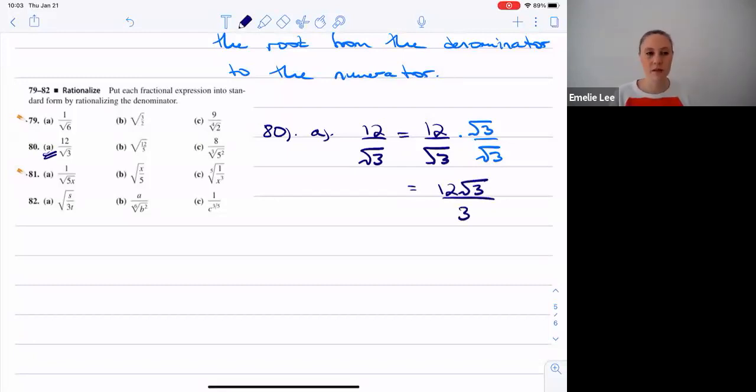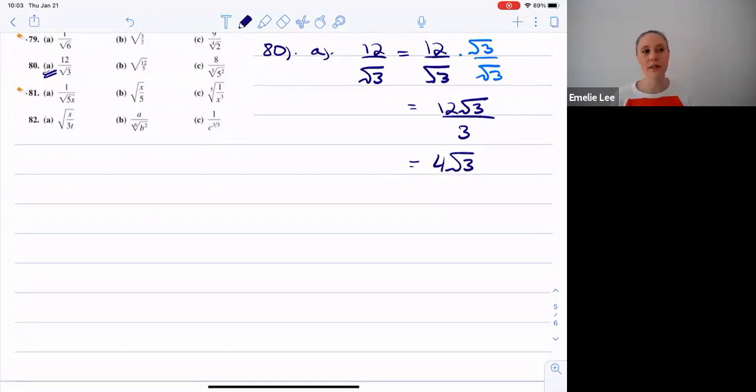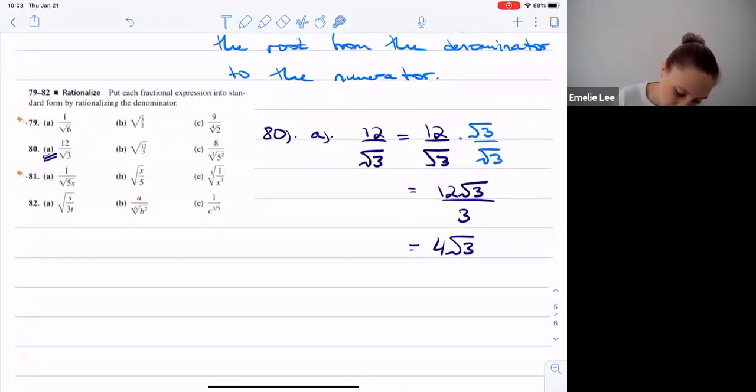So then I'm done, unless something caught my eye, right? 12 divided by 3, I can simplify to be 4, so this becomes 4 root 3, which does not have a root in the denominator, so we're good, okay? If you have a weirder root, so if you've got a power inside the root as well as a root down here, we have to do a little bit more work.